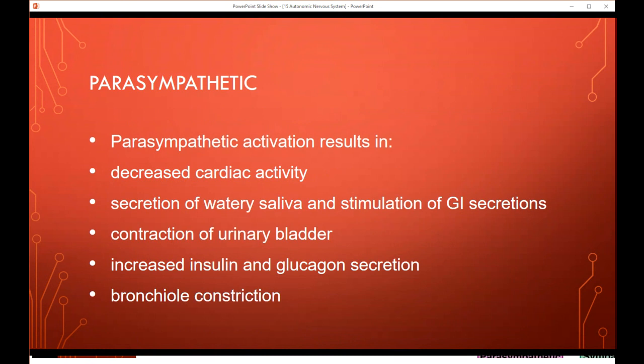We're going to have the secretion of some watery saliva. We're going to stimulate our GI secretions because we're really digesting that food. We're going to contract our urinary bladder, meaning that we can go to the bathroom when we need to. We're going to increase our insulin and glucagon secretion as needed. And we're going to constrict those bronchioles back down.